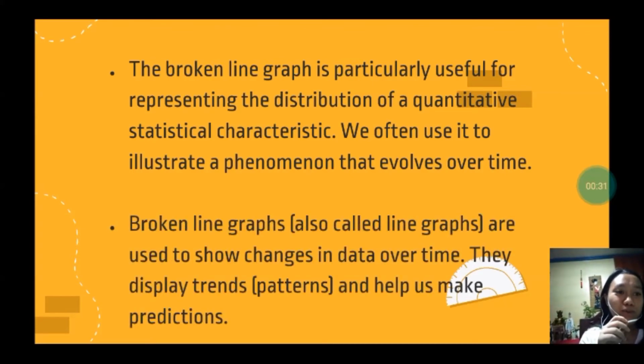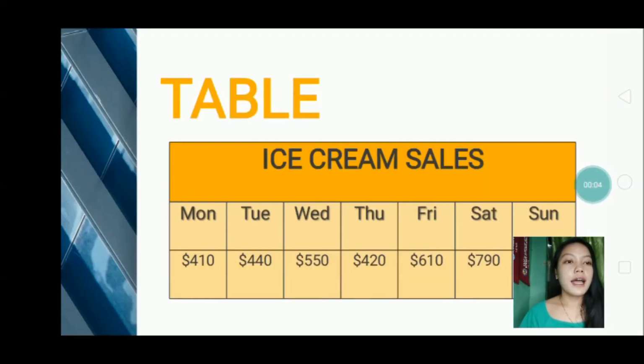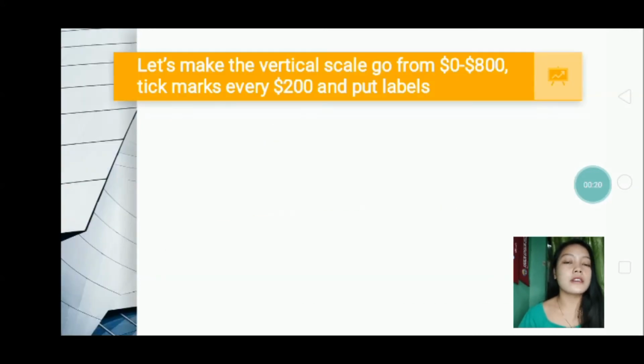Broken line graphs, also called line graphs, are used to show changes in data over time. They display trends or patterns and help us to make predictions. Example of a broken line graph. So, table, ice cream sales: Monday $410, Tuesday $440, Wednesday $550, Thursday $420, Friday $610, Saturday $790, and Sunday $770.